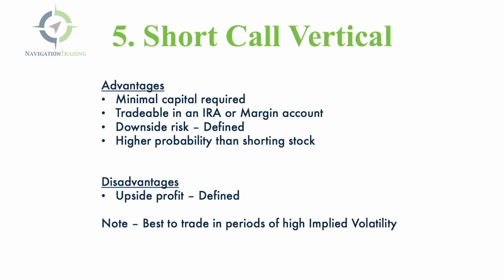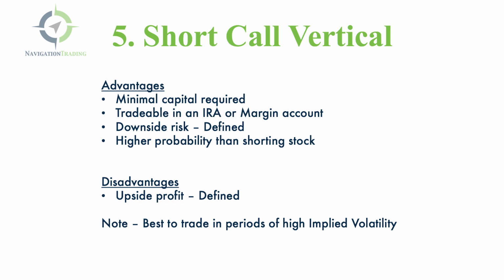Strategy 5, short call vertical. The advantages are minimal capital required. You can trade them in an IRA or a margin account. The downside risk is defined, so you know exactly what your risk is when you enter the trade, and you can set them up as higher probability trades than simply shorting the stock. The disadvantage is, again, you have upside profit that's defined. You're capping your upside.